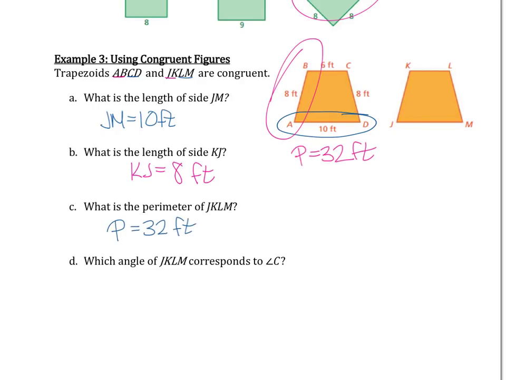And lastly, which angle of JKLM corresponds to angle C? Again, we could go back to the name, or you can just go by the look. These two are in the same exact position, so the corresponding angles are pretty easy to pick out. But if you wanted to look at the name, C is in the same position as L, which if we go to the image is true as well. So C would have to correspond to angle L. And that's it for 11.1.